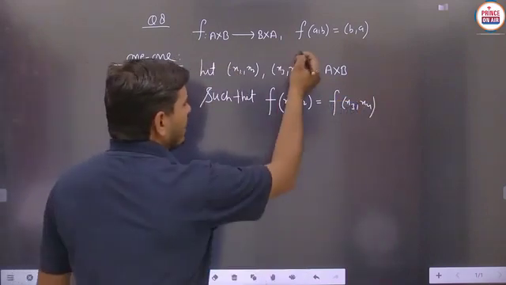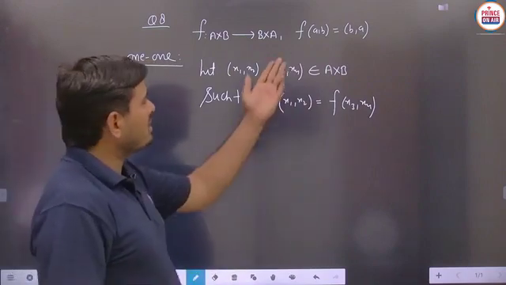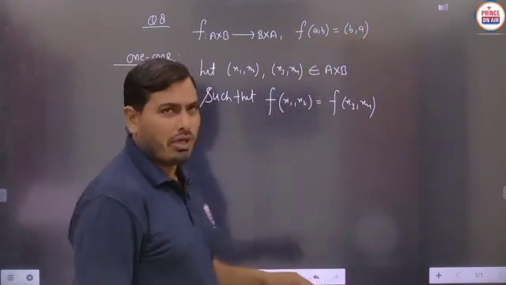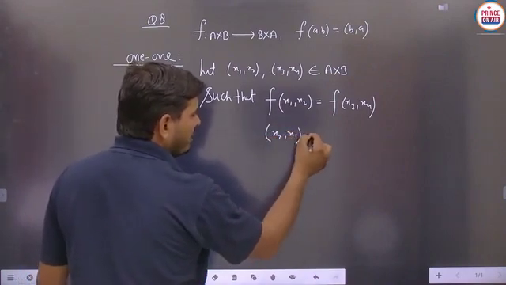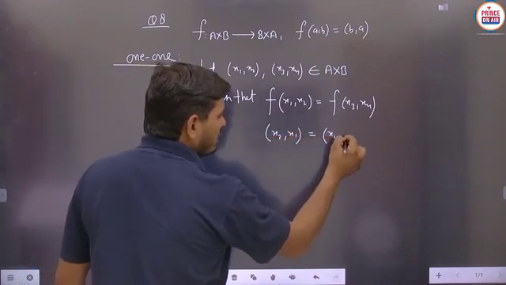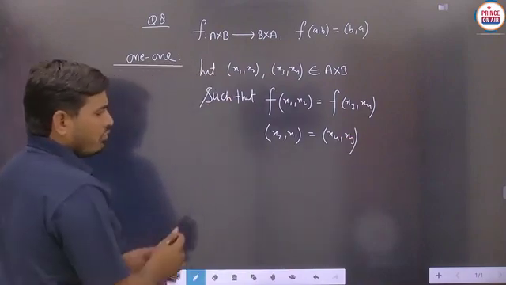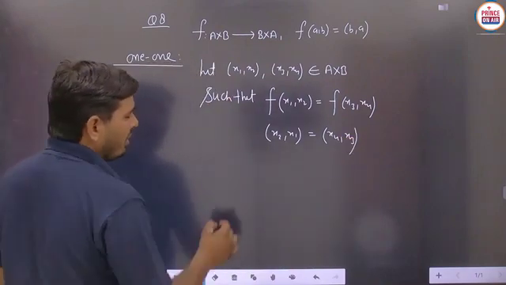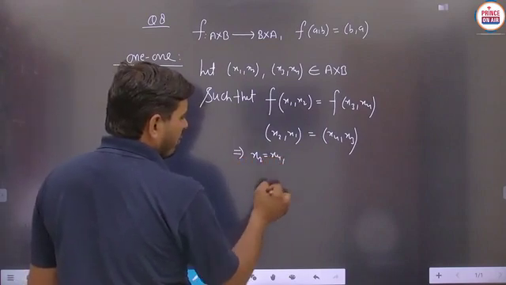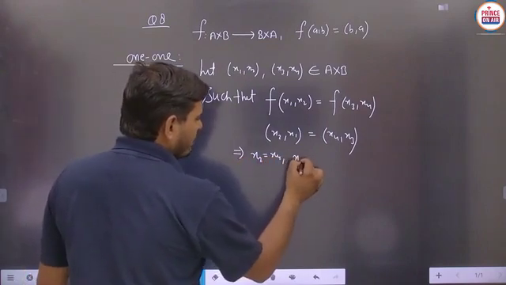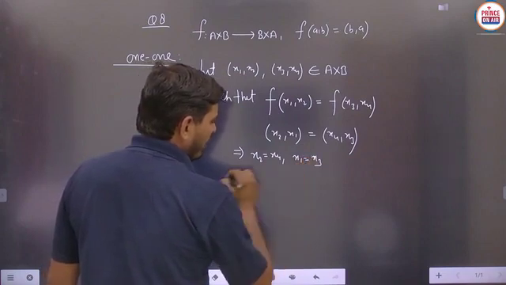Now, as per the definition of the given function, this AB will become BA. So according to this part, this answer should be written as x2 comma x1, and this as x4 comma x3. Now, two ordered pairs are equal, which implies that x2 equals x4 as well as x1 equals x3. Is it clear?